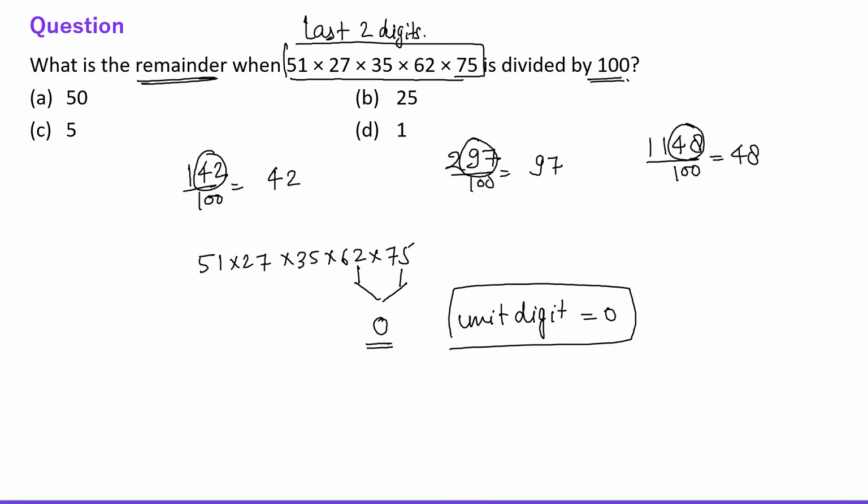And just go through the options. In the options, only one number has unit digit 0. So the correct answer is 50, option A. What is the remainder when this is divided by 100? So the last 2 digits will be the answer. And since we are getting the unit digit as 0, then obviously 50 will be the answer, right?